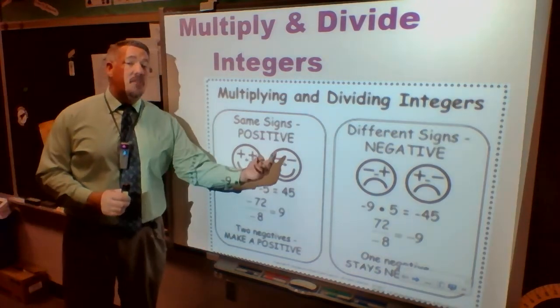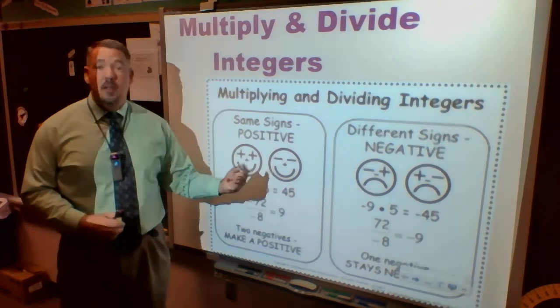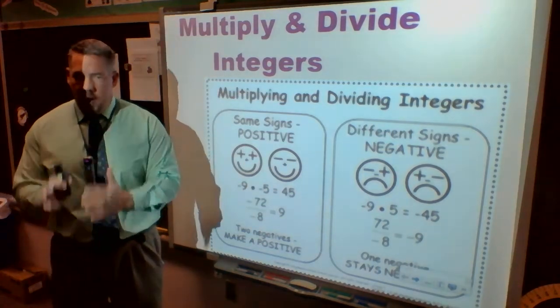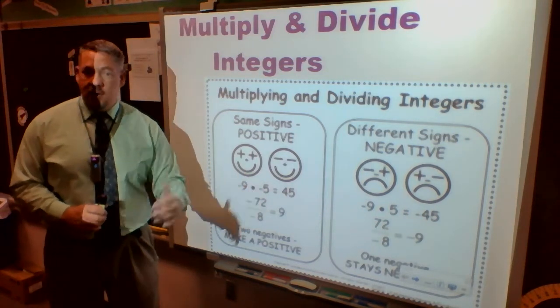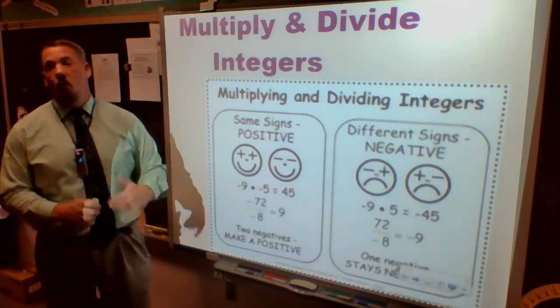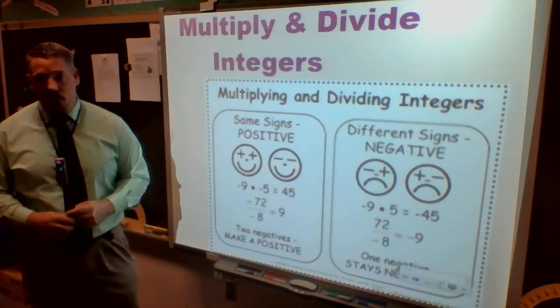However, if I have a negative times a negative, or a negative divided by a negative, my answer is still positive. Same signs. Positive, positive, negative, negative is going to give me a positive answer. This little face is always going to be happy, either with positive signs or negative signs as its eyeballs.